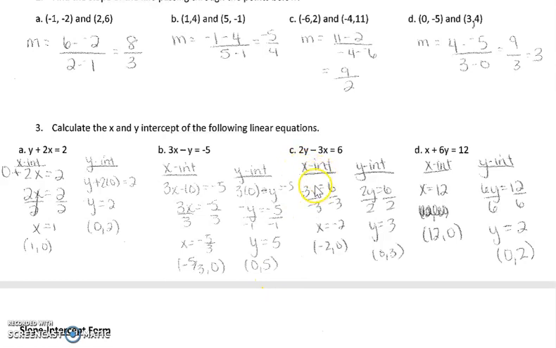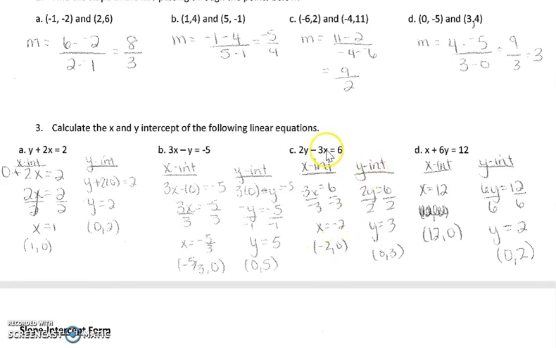X-intercept, plug in 0 for y, so 2 times 0. Well, what's 2 times 0? 0. So you have a -3x. Notice that negative is still there, so -3x equals 6. Divide by the -3, x is equal to -2. Ordered pair is -2, 0.